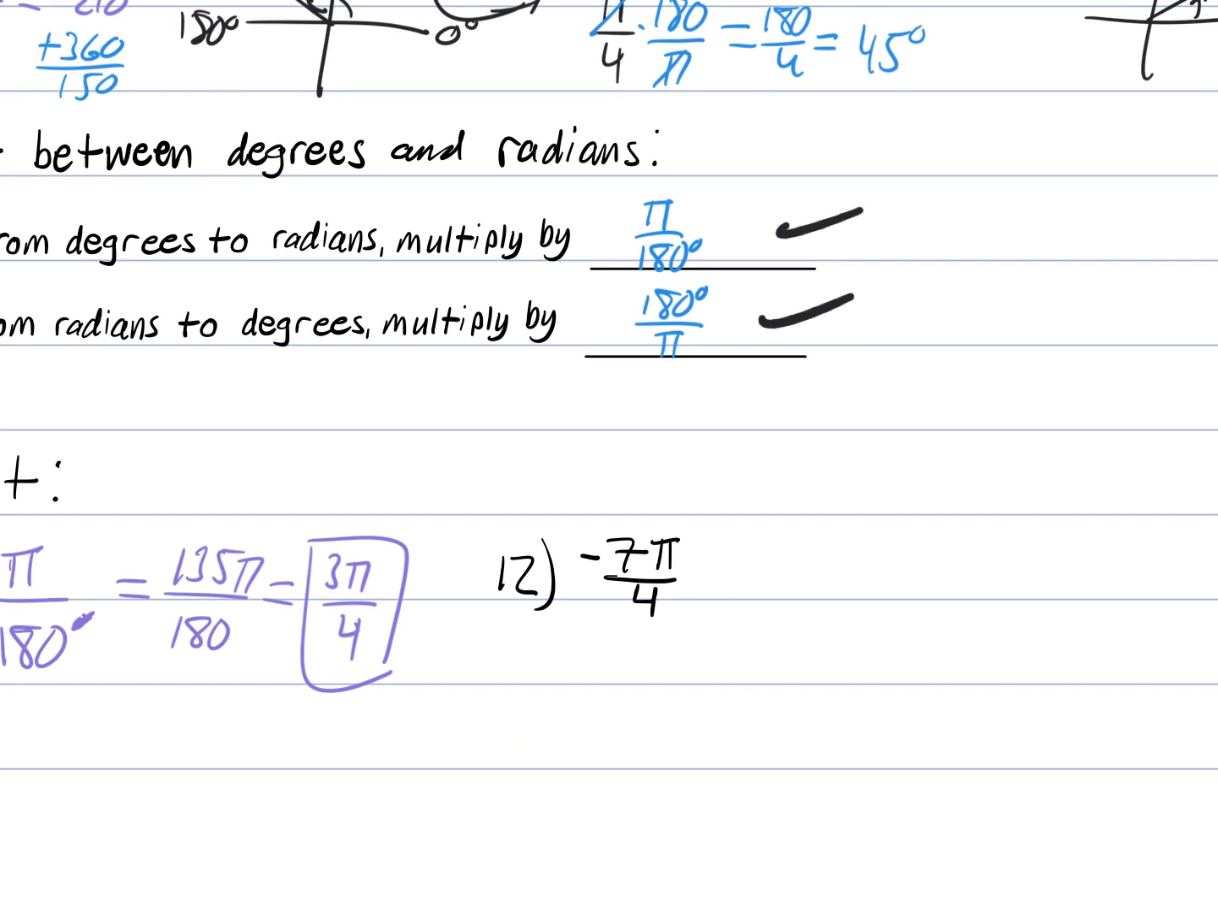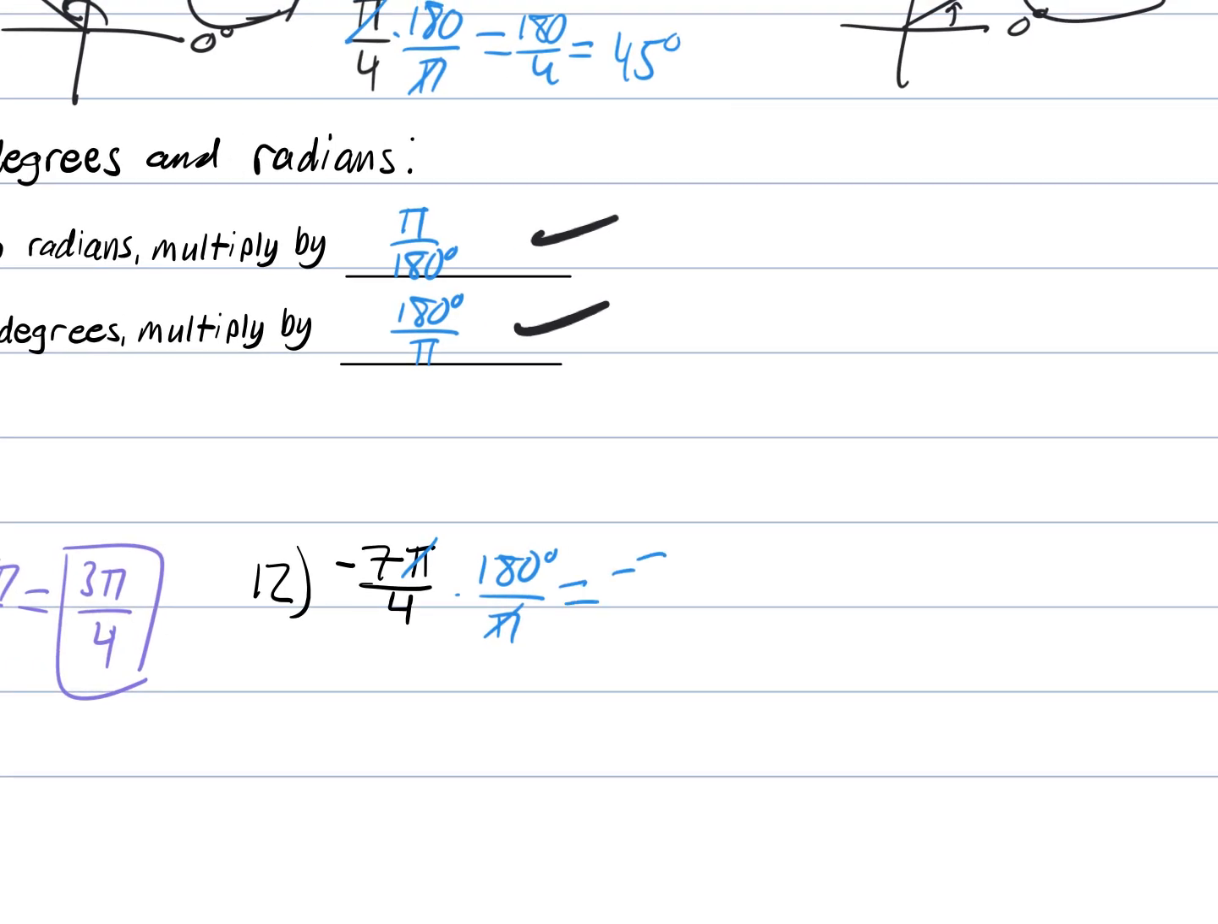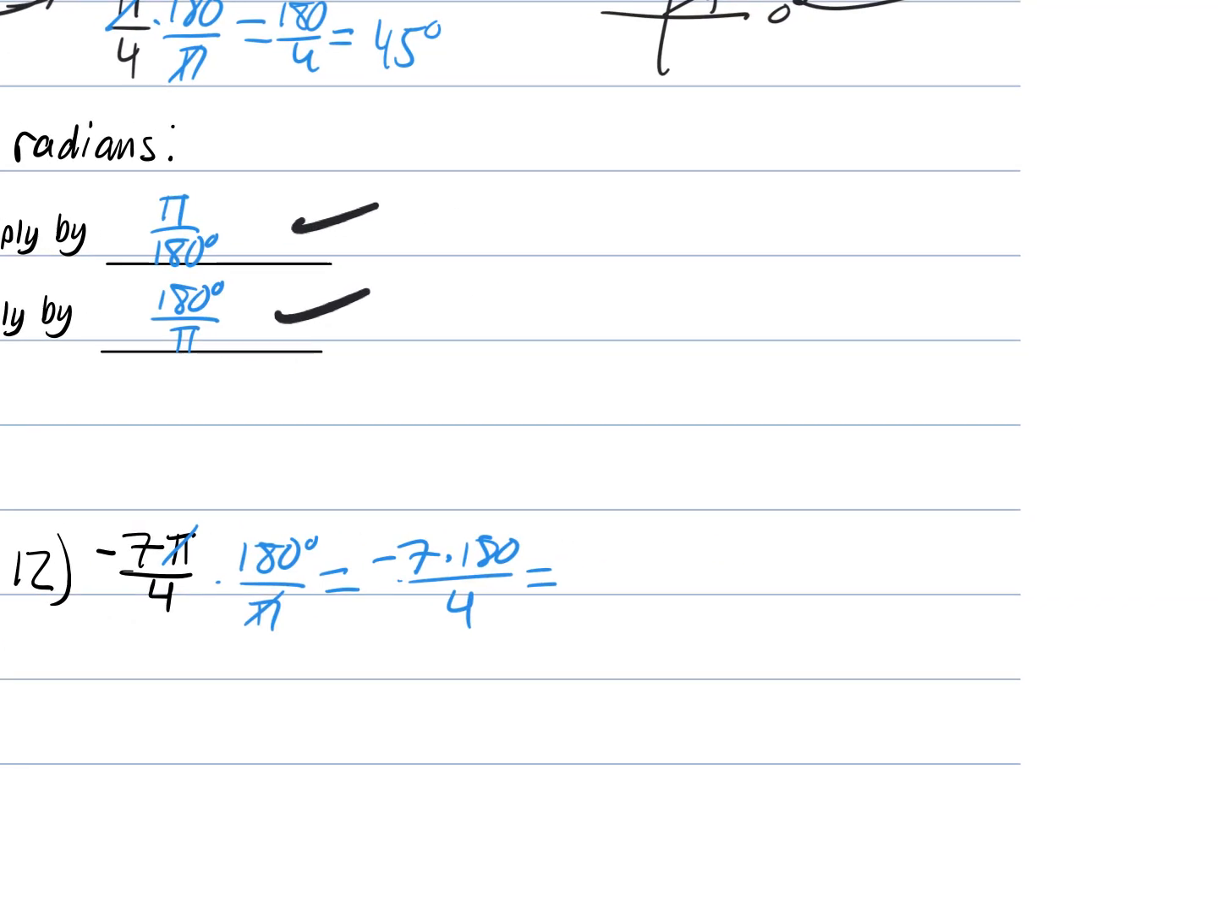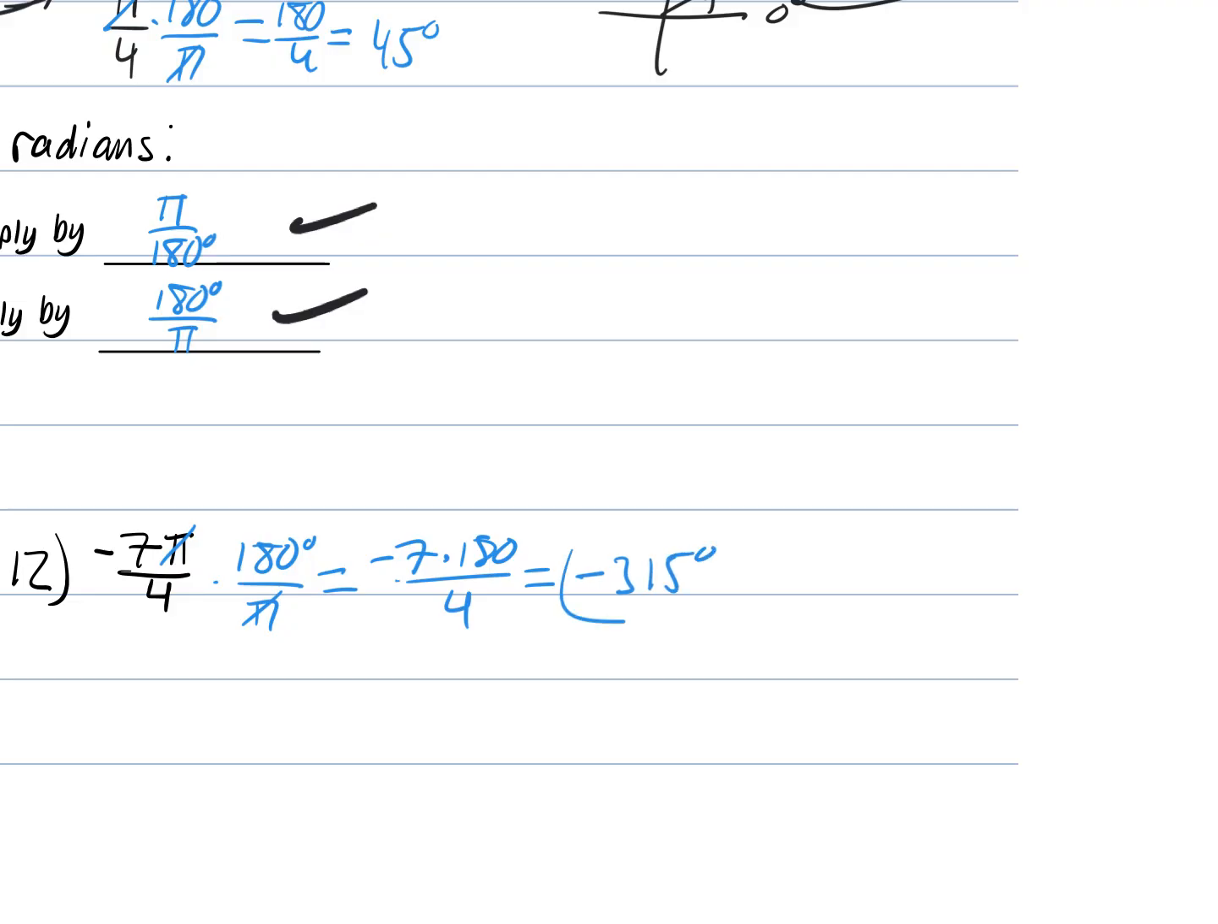All right, now negative 7 pi over 4, that's in radians. I don't see a degree symbol, so I'm going to convert it to degrees. To convert it to degrees, it's going to be times 180 over pi. And then the pi's cancel out, and then we get negative 7 times 180 over 4. And then once again, you guys get calculators. That should get you negative 315 degrees.